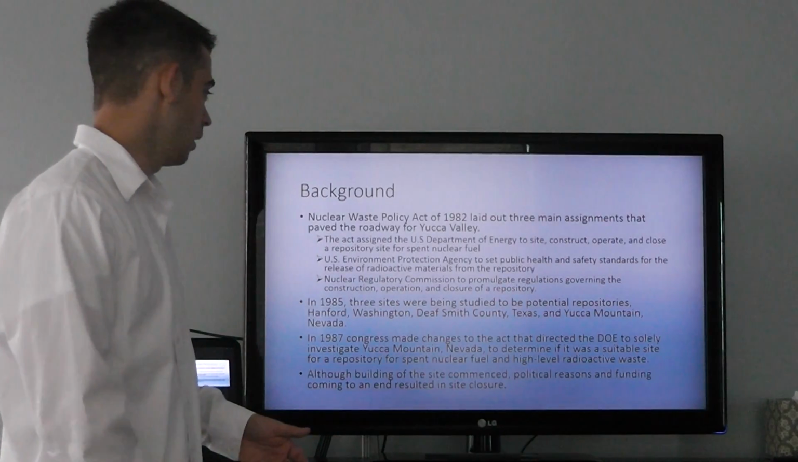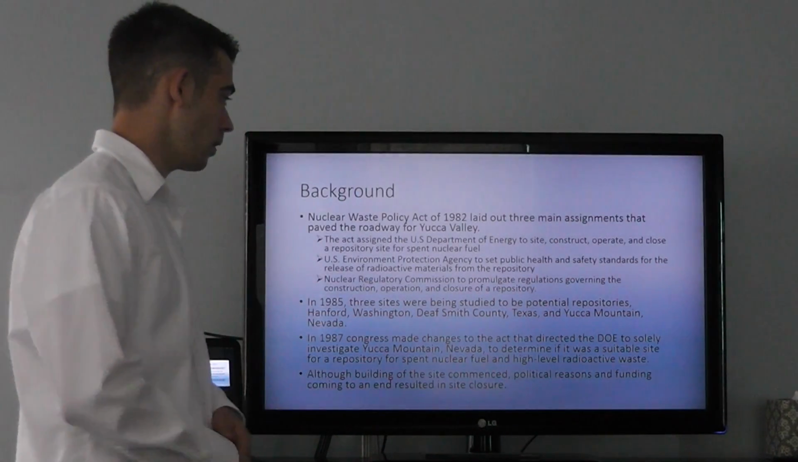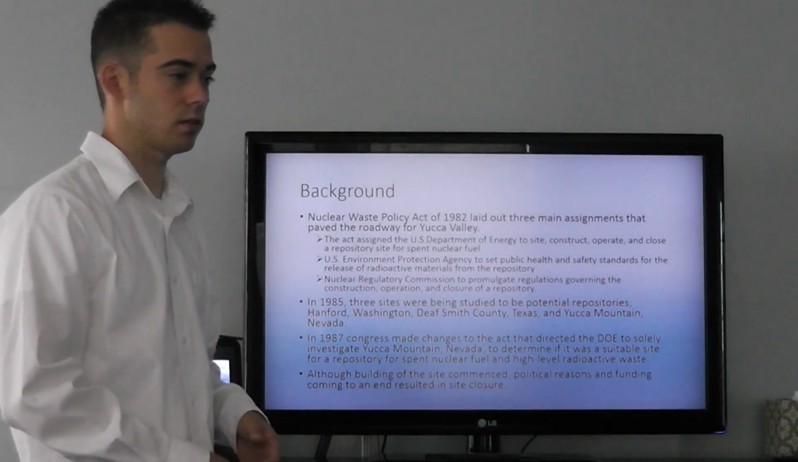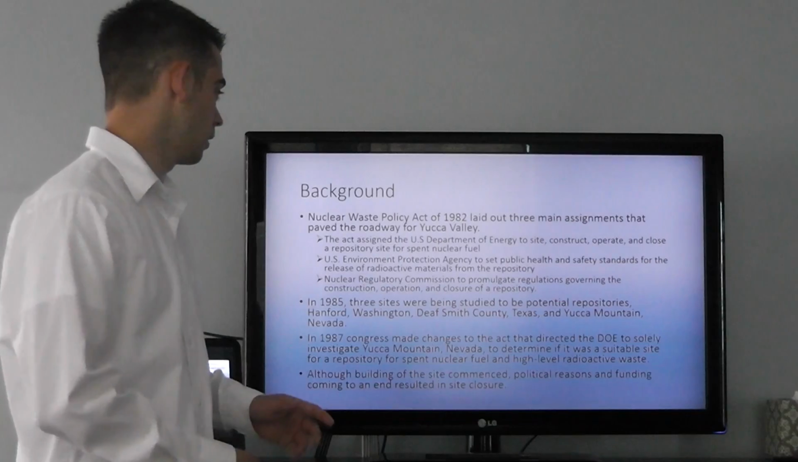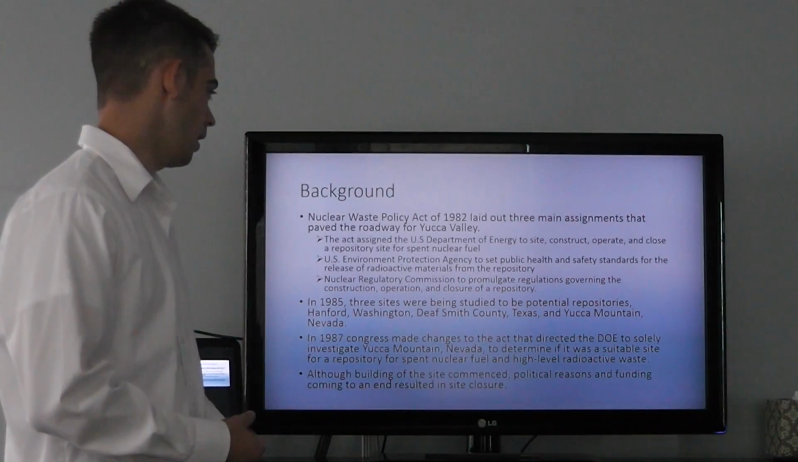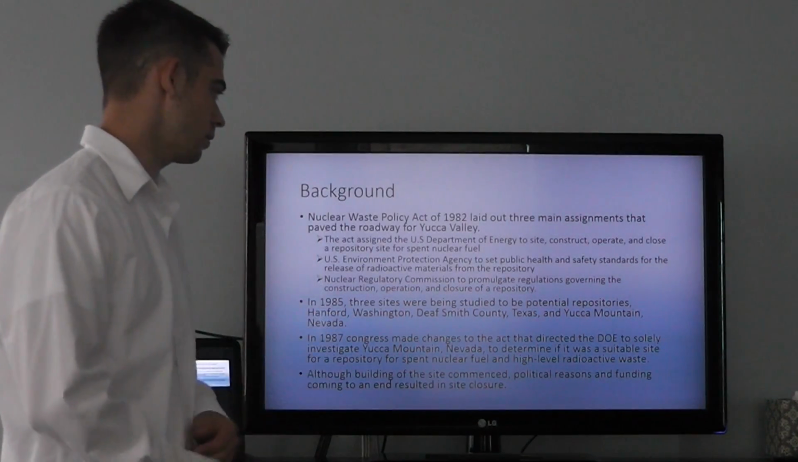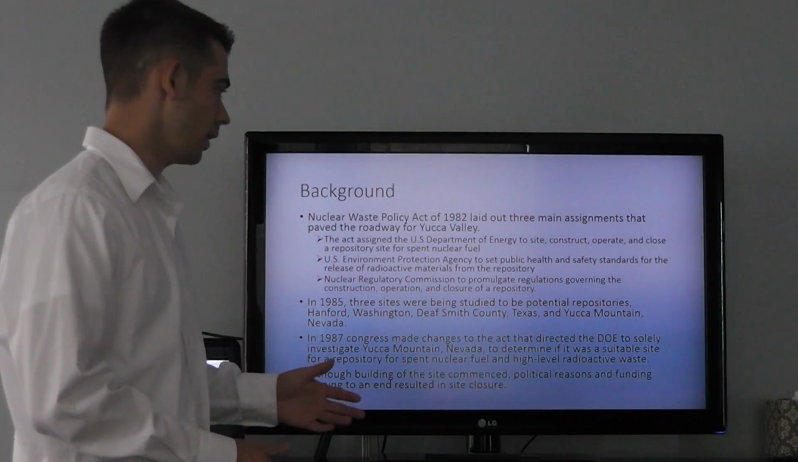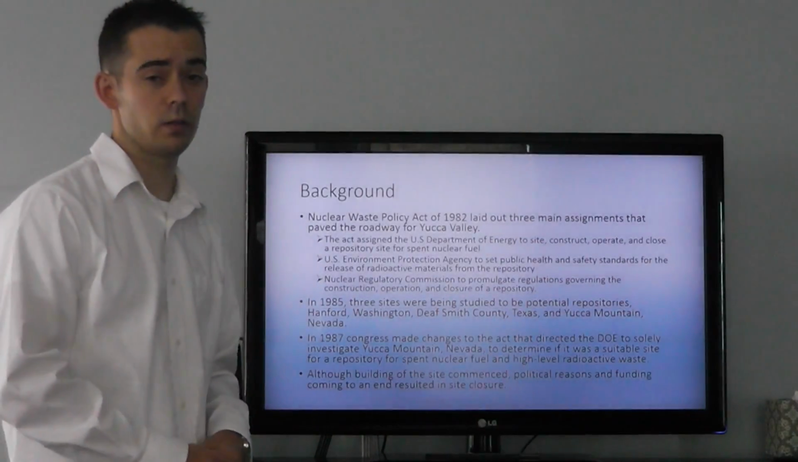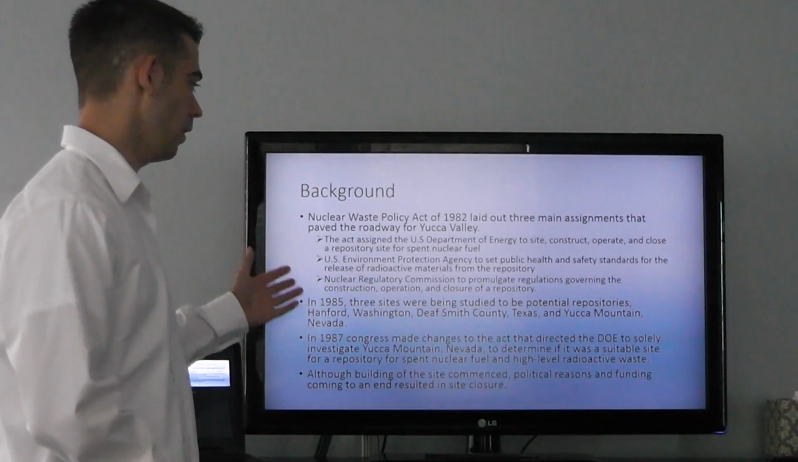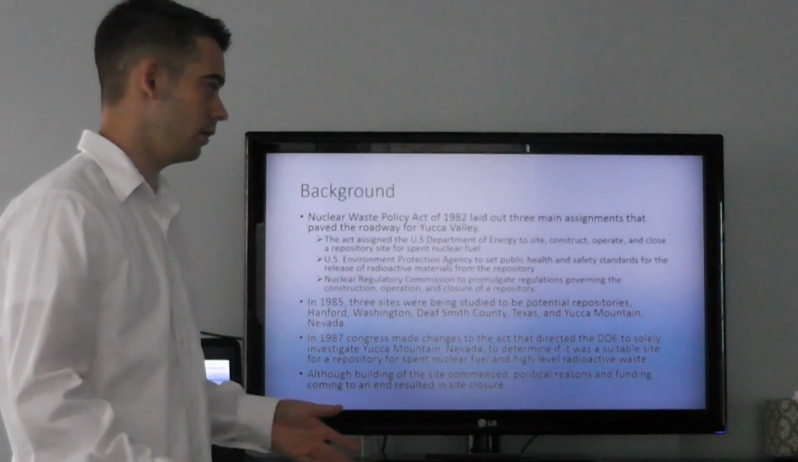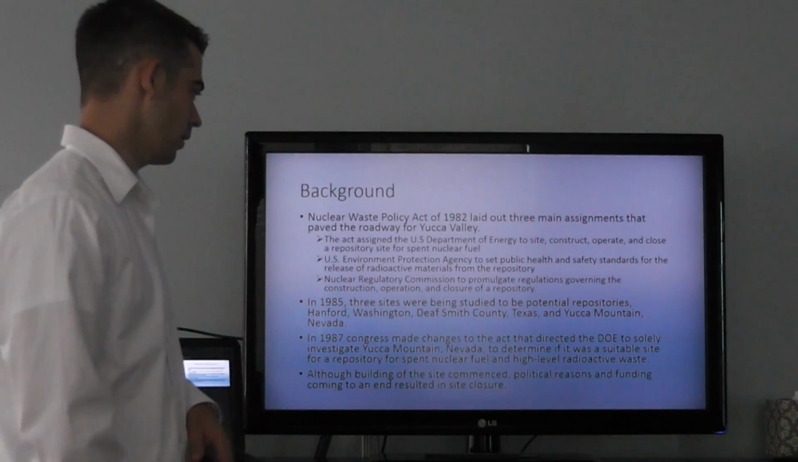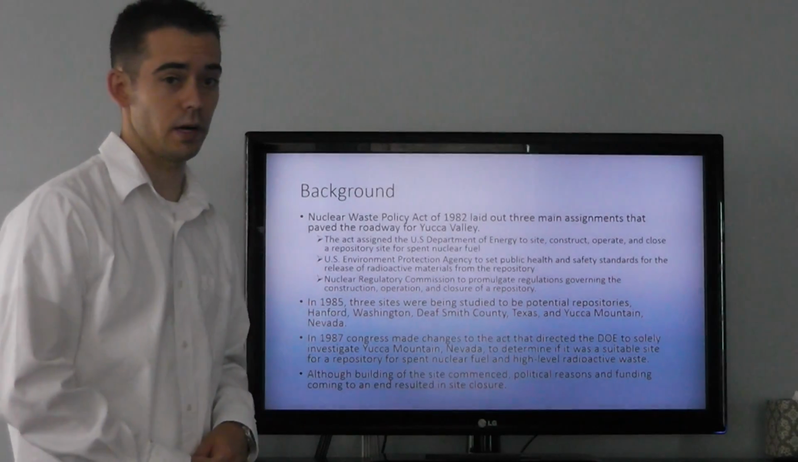Brief background. The Nuclear Waste Policy Act of 1982 laid out three main assignments, to the Department of Energy, the EPA, and the NRC. The DOE had to basically site, construct, operate, and close a repository for the spent nuclear fuel, while the EPA had to set the public health and safety standards, and the NRC had to promulgate any regulations governing the construction, operation, and closure of the repository.